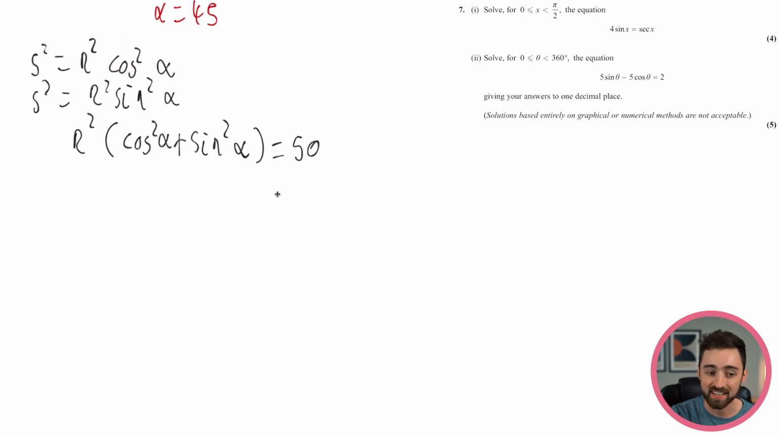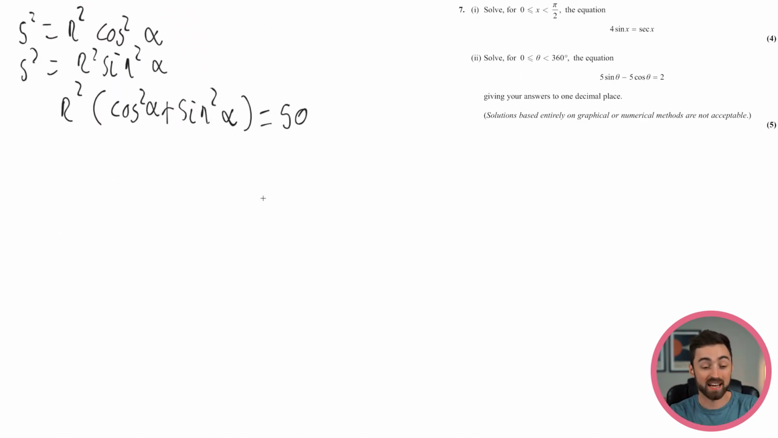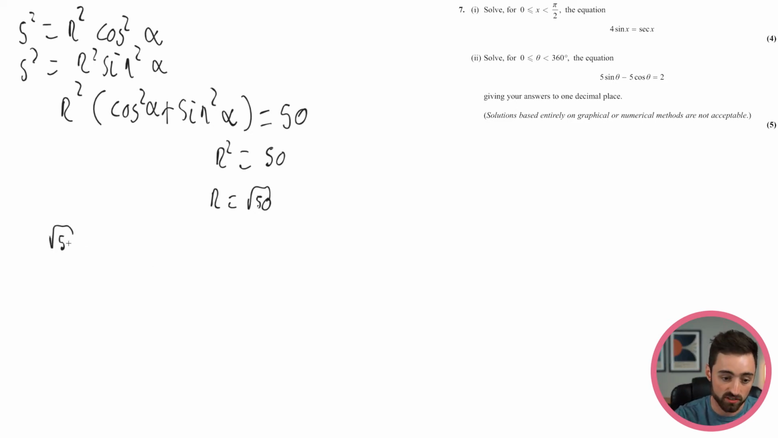But what trig identity can we use here? Cos squared plus sine squared is always equal to 1. So this thing's going to be 1. R squared's going to be 50, so I know that r must be the square root of 50. Cool. What does that tell me? That tells me that I can completely rewrite my equation as the following. Root 50 sine of theta minus 45 is going to be equal to 2.